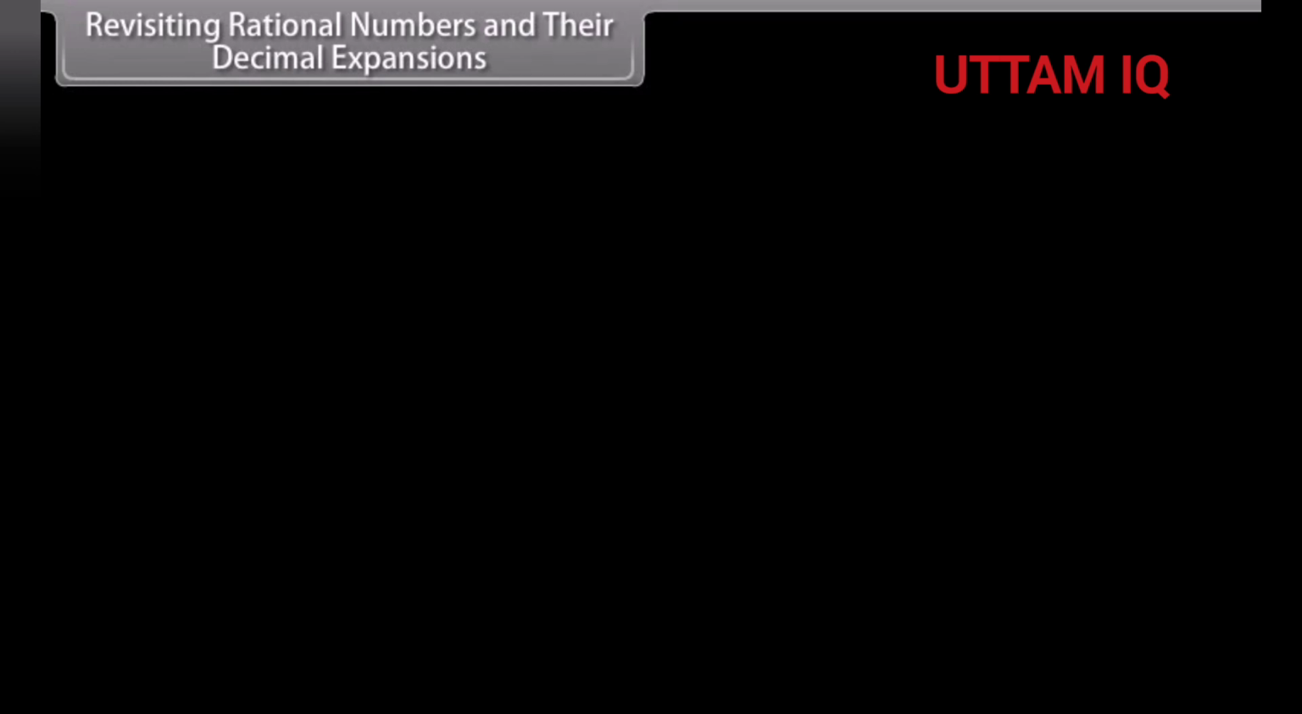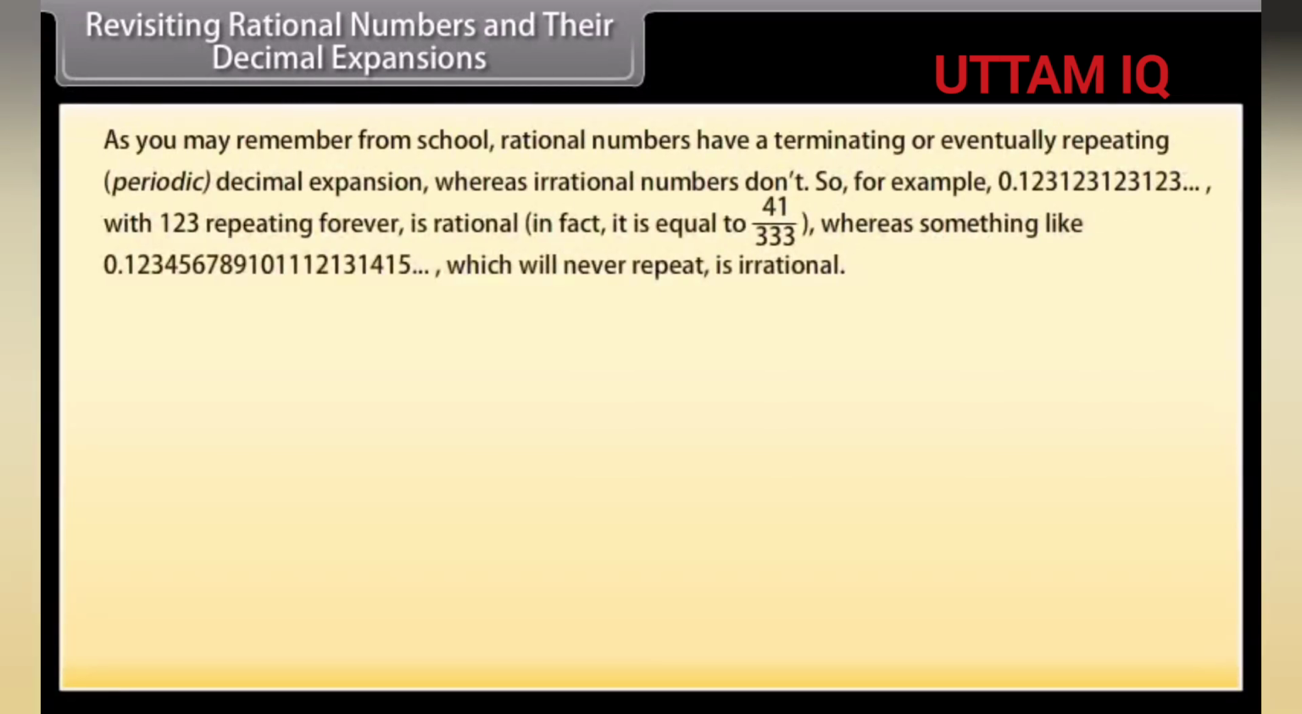Revisiting rational numbers and their decimal expansions. As you may remember from school, rational numbers have a terminating or eventually repeating periodic decimal expansion, whereas irrational numbers don't. So, for example, 0.123123123 and so on, with 123 repeating forever, is rational. In fact, it is equal to 41 upon 333. Whereas something like 0.123456789101112131415 and so on, which will never repeat, is irrational.